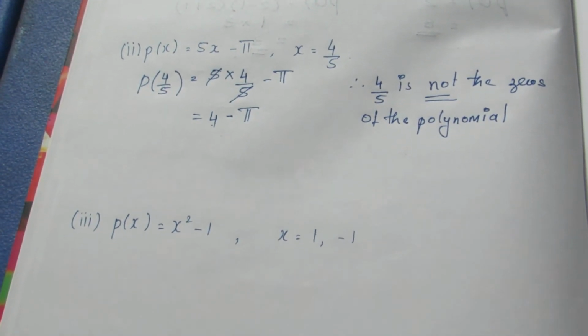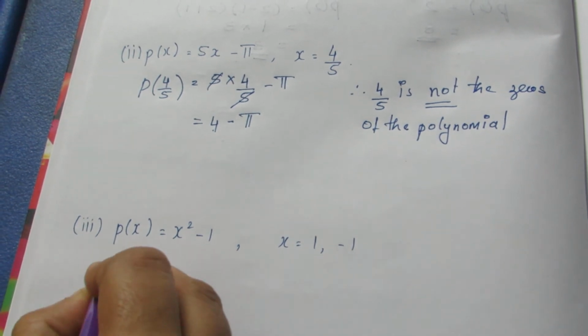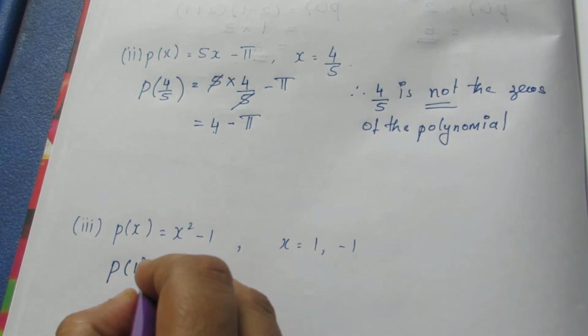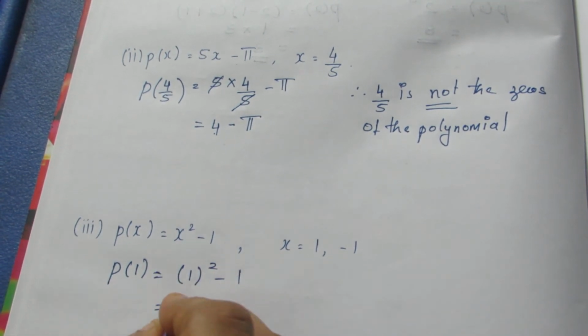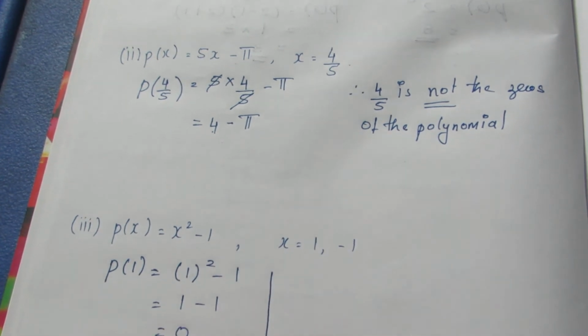In the third one, it's given that p of x is equal to x square minus 1. They have given two numbers to be substituted. We'll check with the first one. P of 1, I am substituting p of 1. In that case, instead of x square, just substitute 1. If I substitute 1, it becomes 1 minus 1. So 1 minus 1 is 0. Yes, it is a zero of the polynomial.